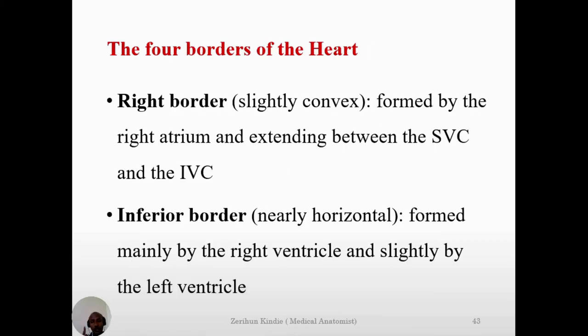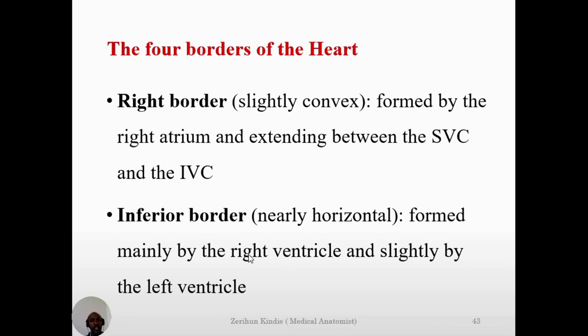We should focus on which parts of the heart form which surfaces and which borders. For example, the right border of the heart is formed by the right atrium, superior vena cava, and inferior vena cava. Less likely, the superior part of the right ventricle has some contribution to the formation of the right border.